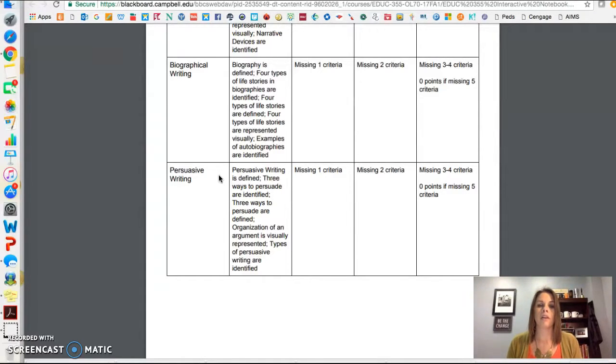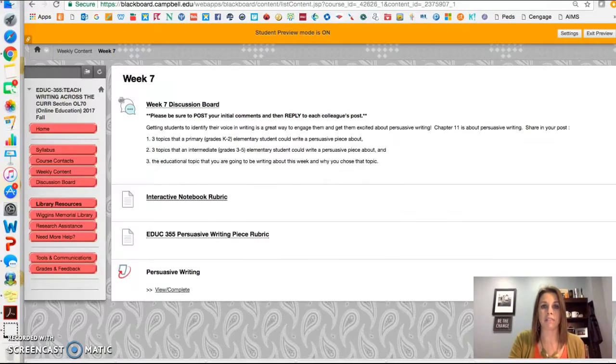And then there are several types of persuasive writing that are identified in the chapter, so you want to make sure that you include those in your interactive notebook as well. All of that information is again found in chapter 11.